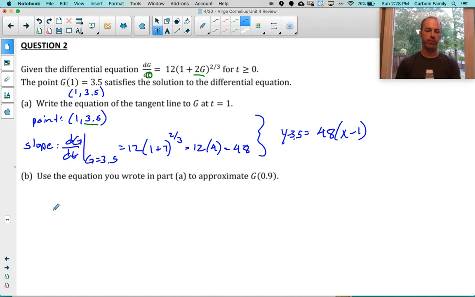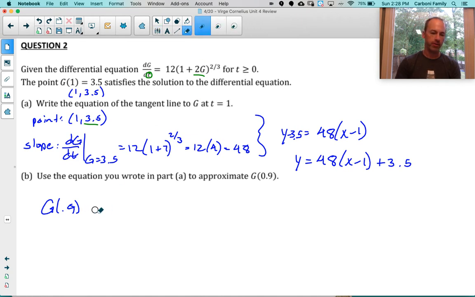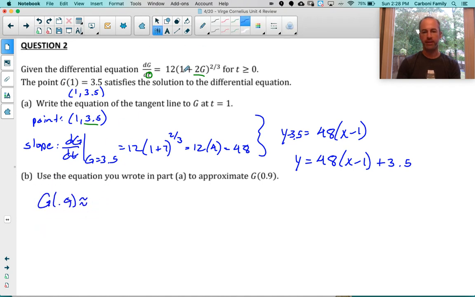Then use that equation to approximate g of 0.9. So I'm going to move that 3.5 over: 48 times (x minus 1) plus 3.5. So g of 0.9 is going to be approximately, and I would encourage you to be careful with your symbols there. This is not equals, this is an approximation. Sometimes you will lose points on the AP exam for misusing those symbols. They didn't penalize you last year, but they have done it in the past, so I have been told.